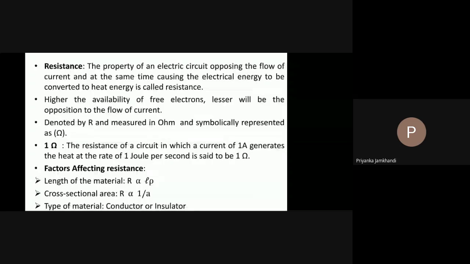So resistance is basically the property that opposes the flow of current and at the same time converts electrical energy to heat energy. Now, the higher the availability of free electrons, the lesser the opposition to the flow of current. This means the more current flows, the less the resistance. So, the more the resistance, the less current flows.